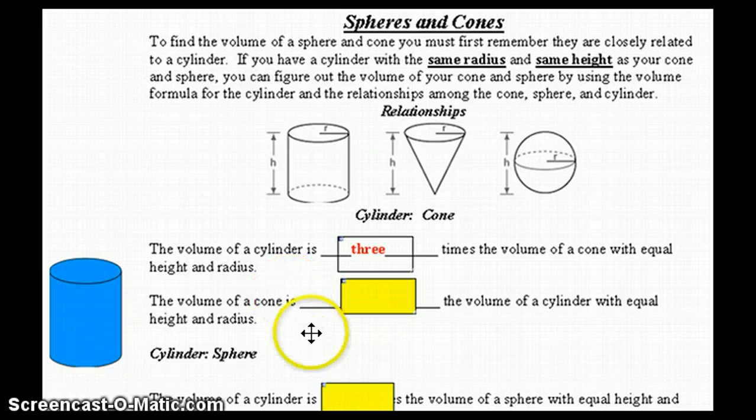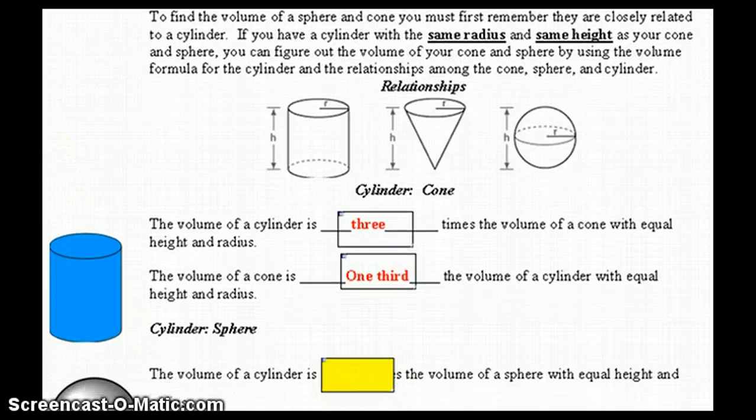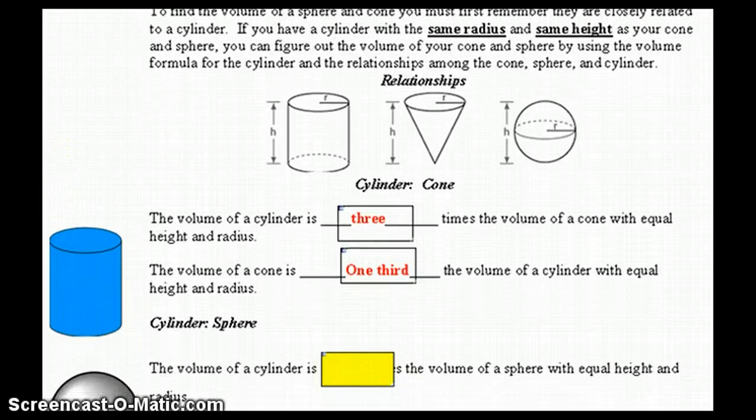The volume of a cone is 1/3 the volume of a cylinder with equal height and radius. It's 1/3 as big. So the cone is smaller than the cylinder.